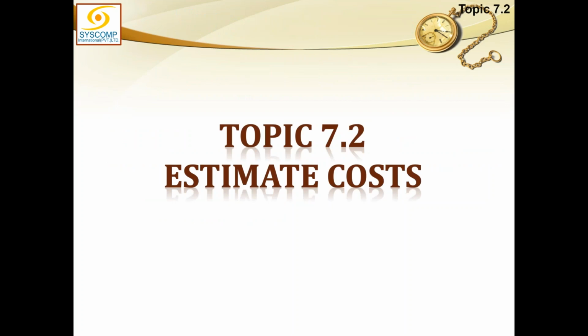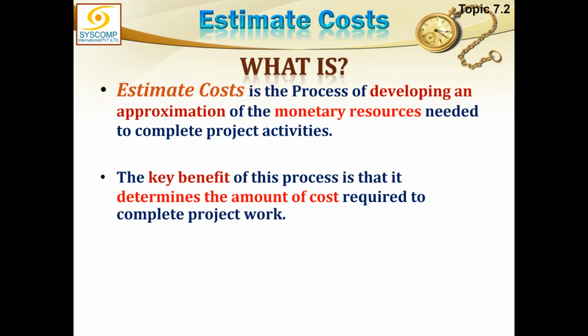So this much is the establishment of guidelines, policies and procedures for doing the subsequent work. Now we are going to talk about the subsequent work, which is the next activity: estimate cost. Here you and your team will sit together and start estimating the cost for each and every activity. So we develop some kind of approximation of the monetary resources needed to complete the project activities.